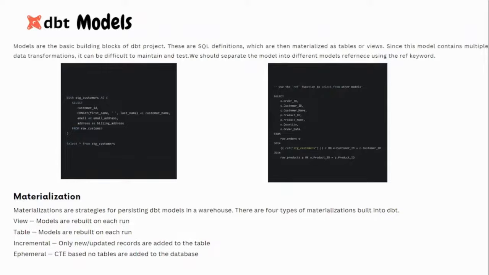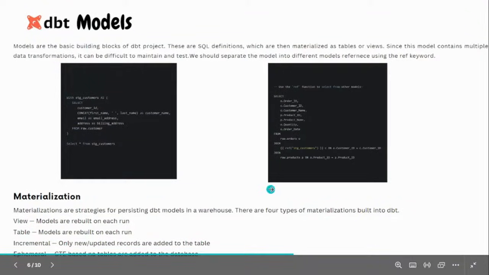And view and table is something that whenever we do a model run, they are rebuilt on each run. However, on incremental, when we run, if any new records are there, they will be added only. And the last one is basically a CTE, so no tables will be created.